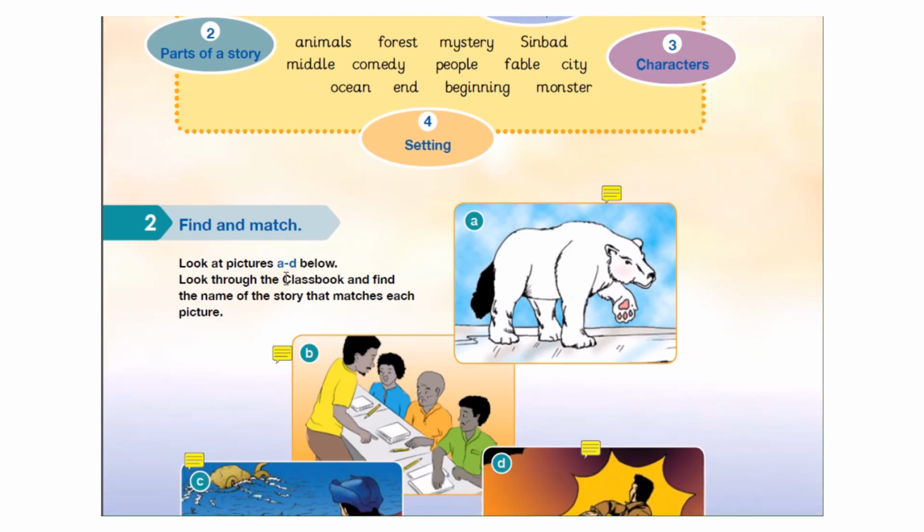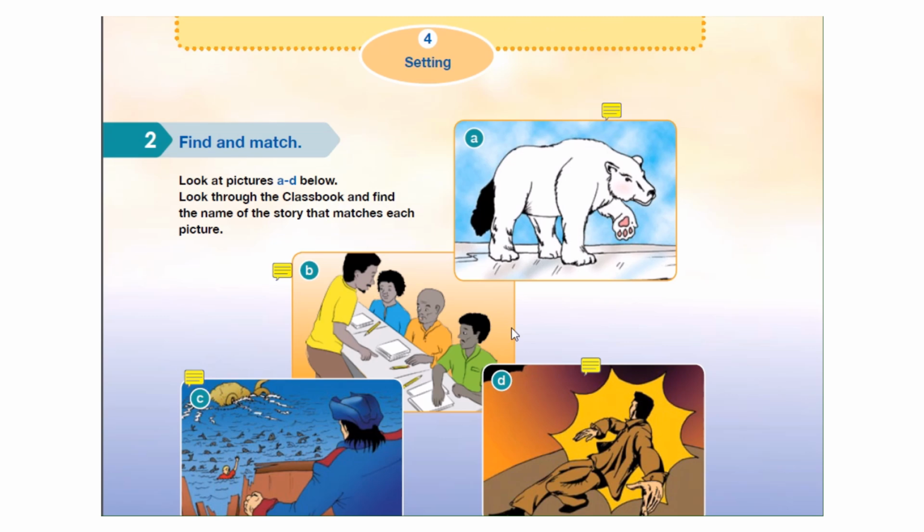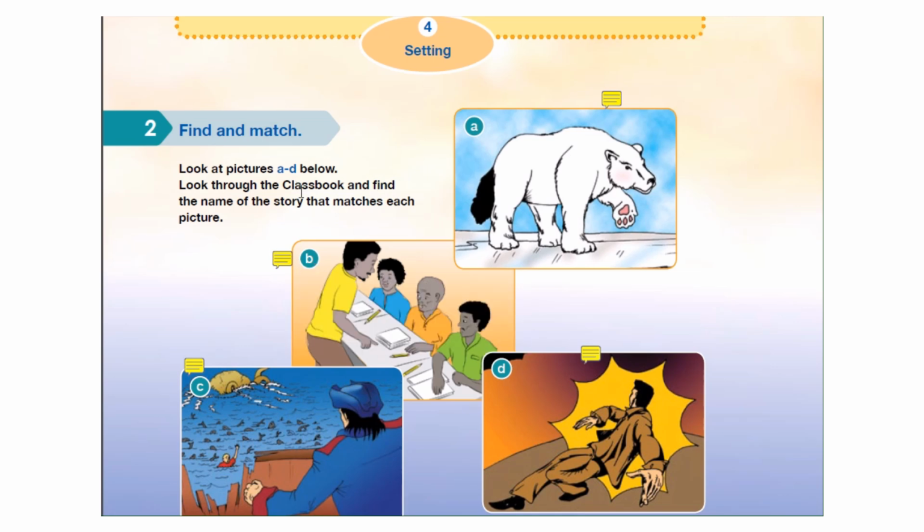Now find and match. Look at these pictures. What can you see in these 4 pictures? From A to D below. Look through the class book and find the names of the story that matches each picture. Now you have to go through all this unit and find this picture. In which story does this picture appear? And what about B, C? Now you have 1 minute to go through your book to answer.